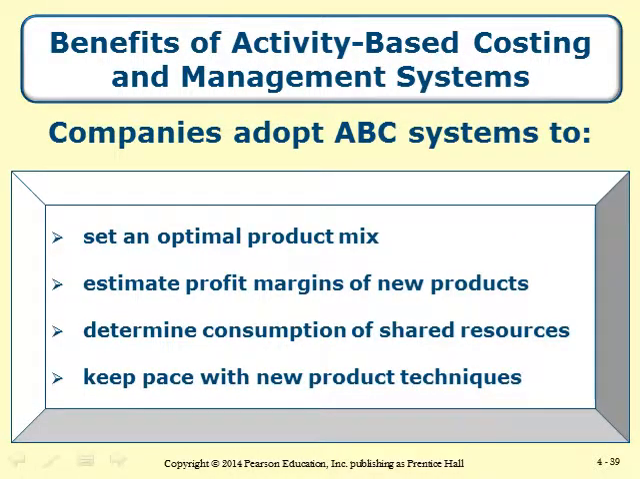And so here we can just see a couple of the benefits of activity-based costing and management systems, such as helping us to set an optimal product mix, to helping us to better estimate profit margins of new products, to better determine consumption of shared resources, and to keep pace with new product technologies. Keep in mind, though, that as we are able to recognize these improvements and these more accurate costs, there is a cost that comes along with them. And so we get back to that old topic that we talked about earlier, this cost-benefit relationship.